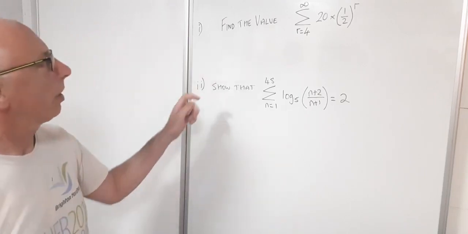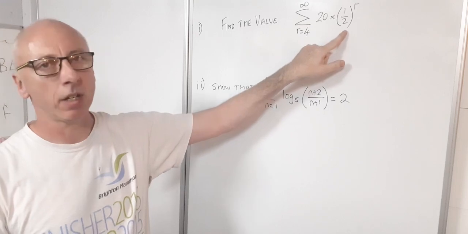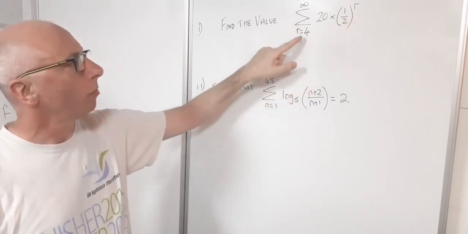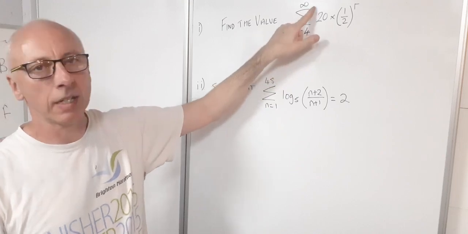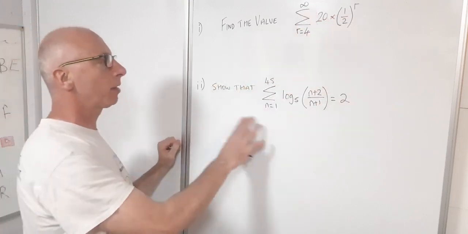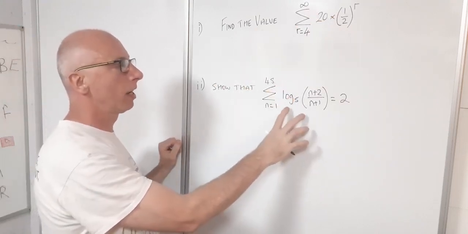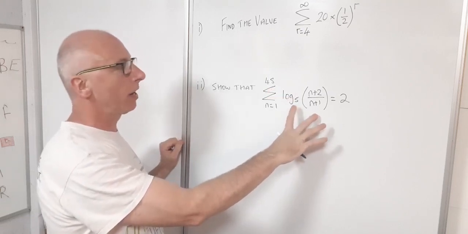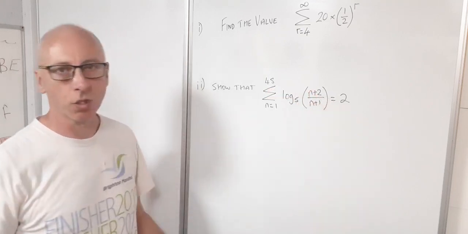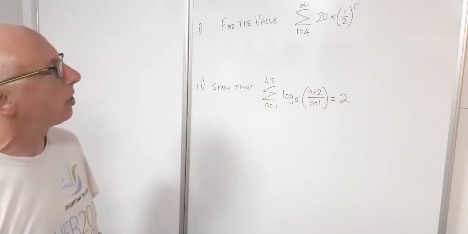So in this question, I need to find the value of when we sum this input here, 20 times a half to the power of r, from r being 4 to infinity. So we can see that this is an infinite sum. And then the second part, we need to sum when n equals 1 to 48. The input is log base 5 of (n plus 2) over (n plus 1) and show that that equals 2. So that's our challenge for this question here.